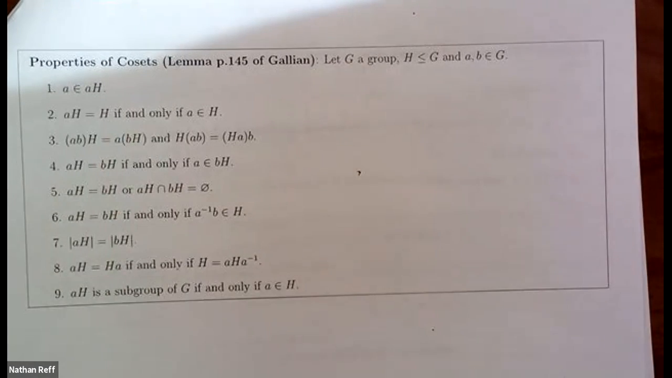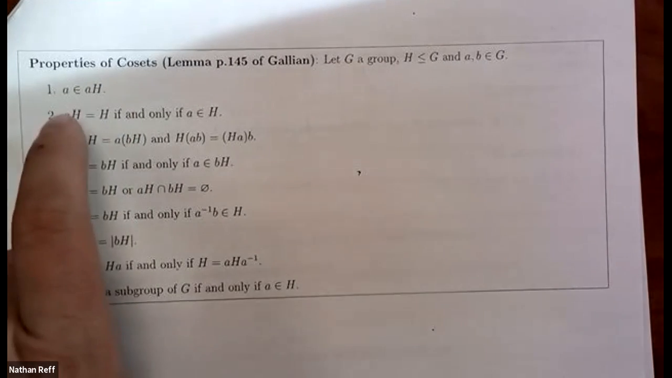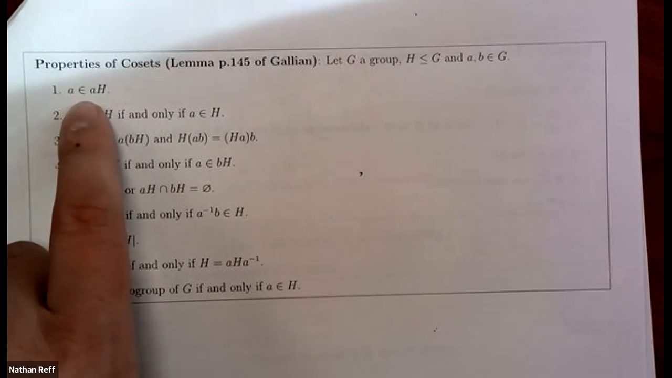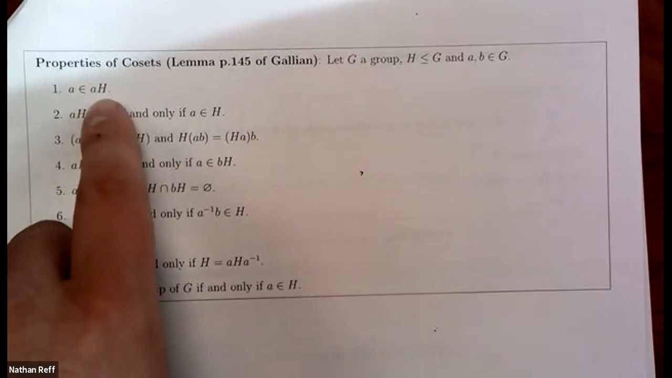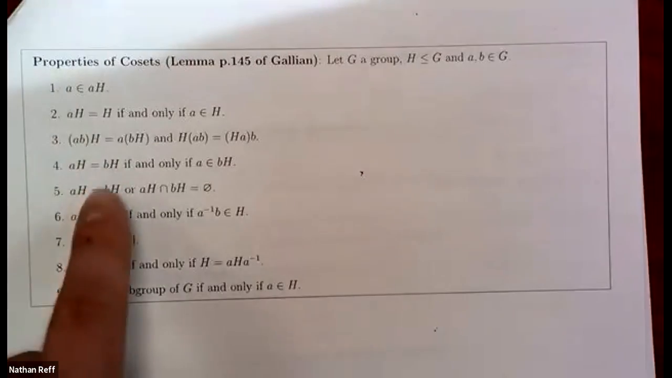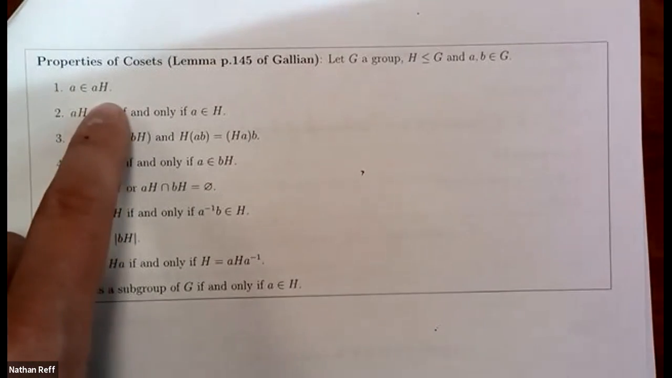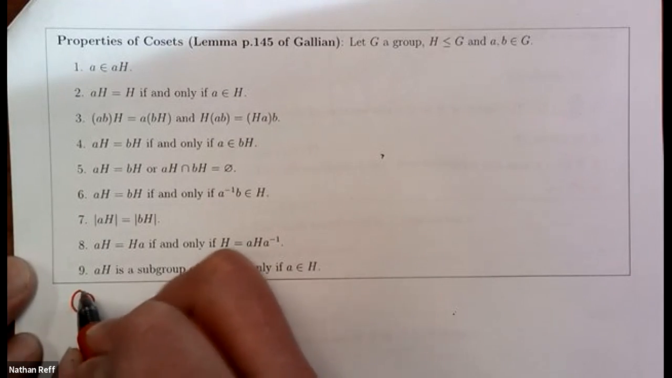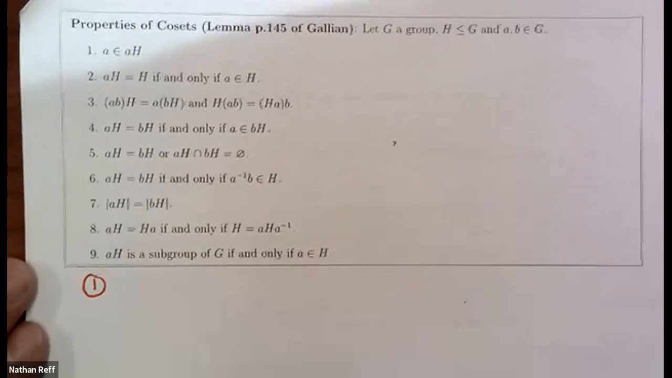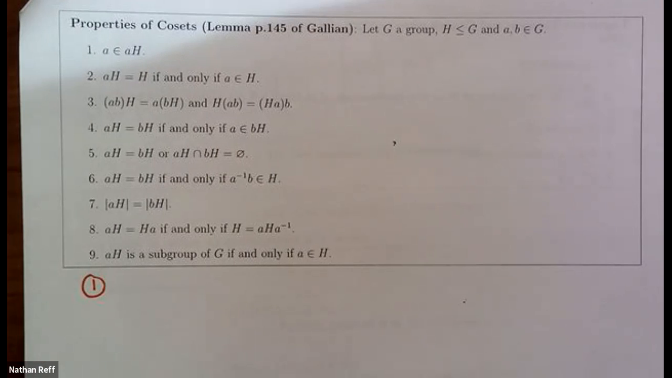The very first thing is that any element A has to be contained in the coset of H in G generated by A. Okay, so A has to be in that coset. Now, the proof of that, what I left down here was room so we could try to prove these things.